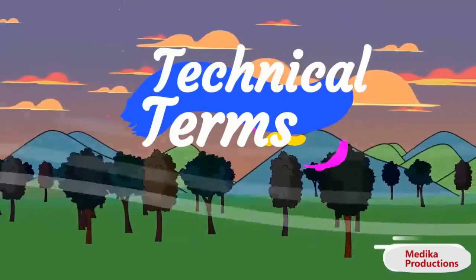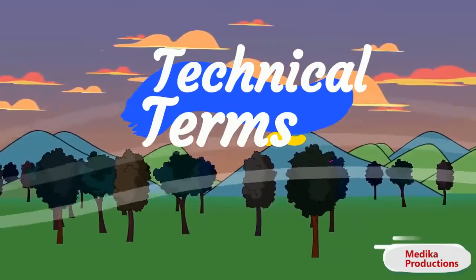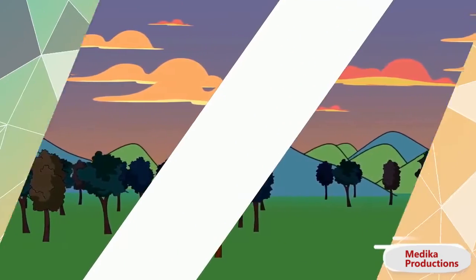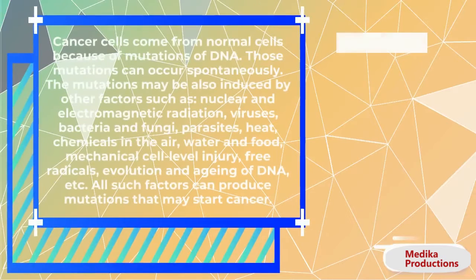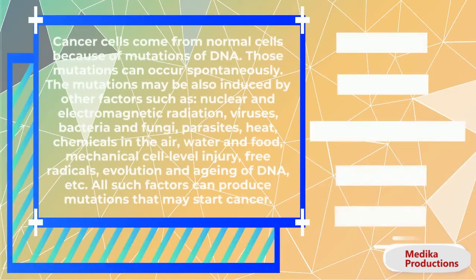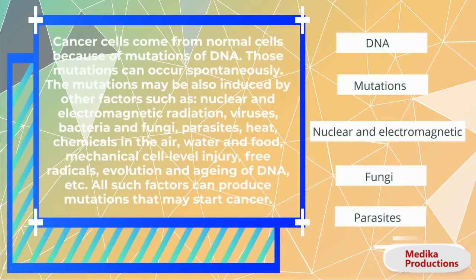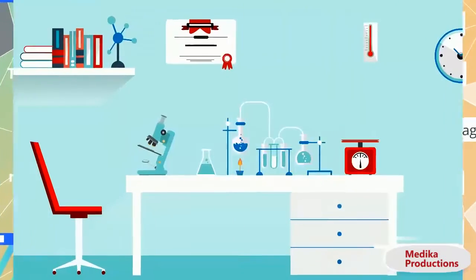Next again. And then the fourth language feature of explanation text is technical terms. Take an example. You can see a piece of the explanation text about how cancer is formed. The technical terms in this paragraph are DNA, mutations, nuclear and electromagnetic, fungi, parasites.